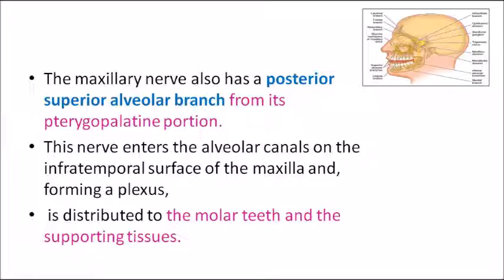Now coming to the supply to the dentition. That is also provided by the maxillary nerve through its posterior superior alveolar branch, which is from its pterygopalatine portion. This posterior superior alveolar branch supplies the molar teeth and the supporting tissues. Just like its name, posterior superior, the posterior region is supplied by this nerve, and it supplies the molars and the supporting tissues, and it is a branch of the maxillary nerve from its pterygopalatine portion.